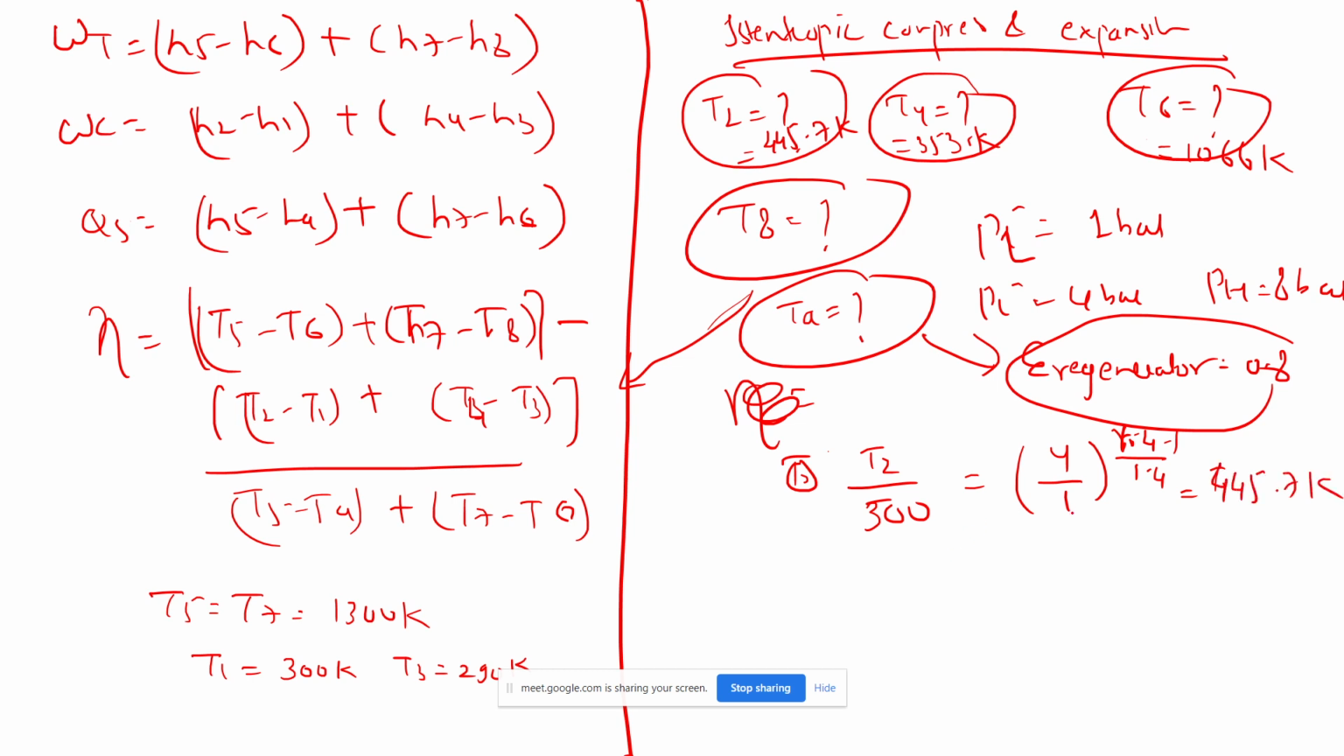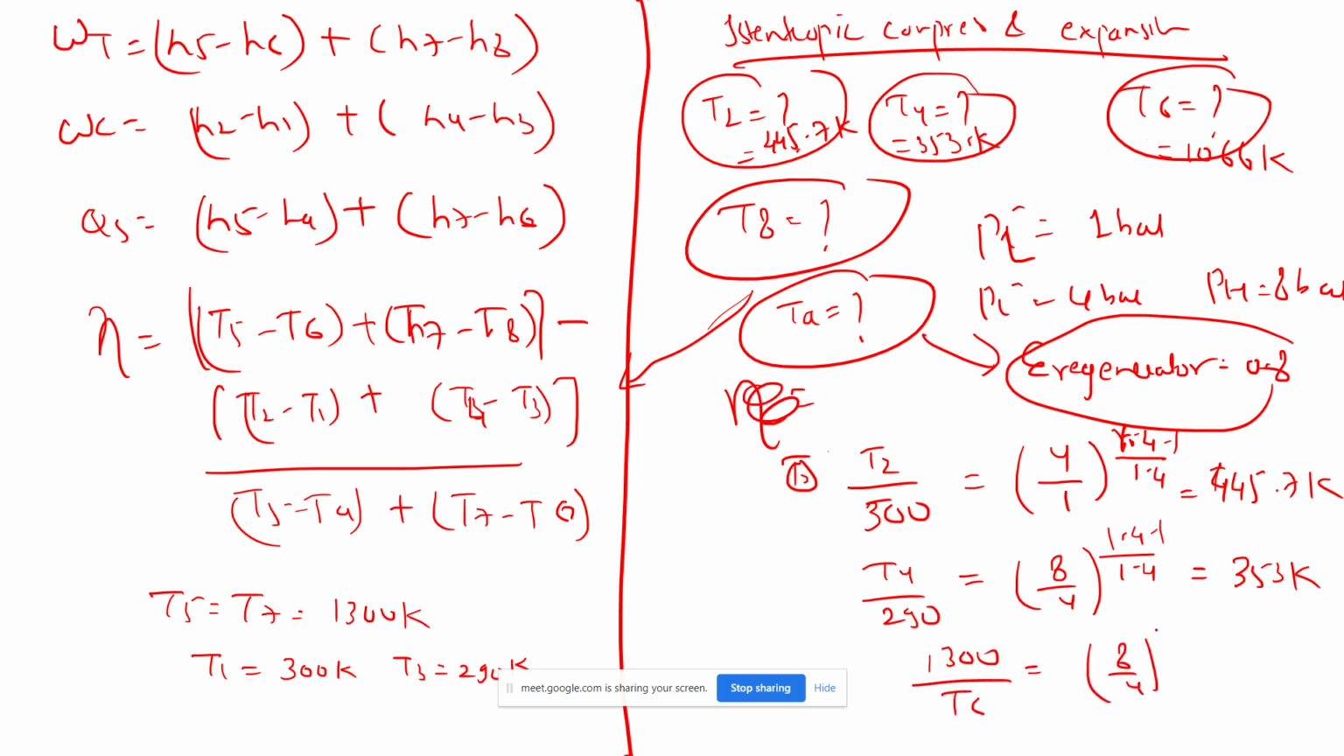445.7 Kelvin, T2. Again we will use the same, T4 upon 290 Kelvin for the second compressor. So the pressure ratio here will change, 1.4 minus 1 upon 1.4. So from here we will get T4. What we will get? 353 Kelvin. Okay. Now for the third process, 1300 Kelvin upon T6 is equal to 8 upon 4 to the power 1.4 minus 1 upon 1.4. From here we can get 1066 Kelvin.